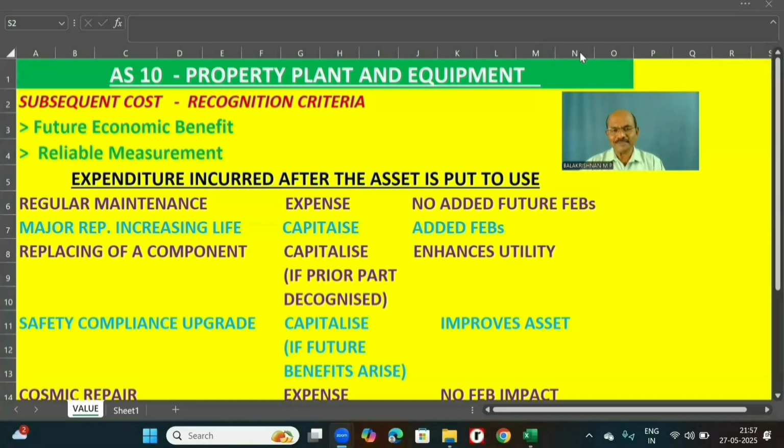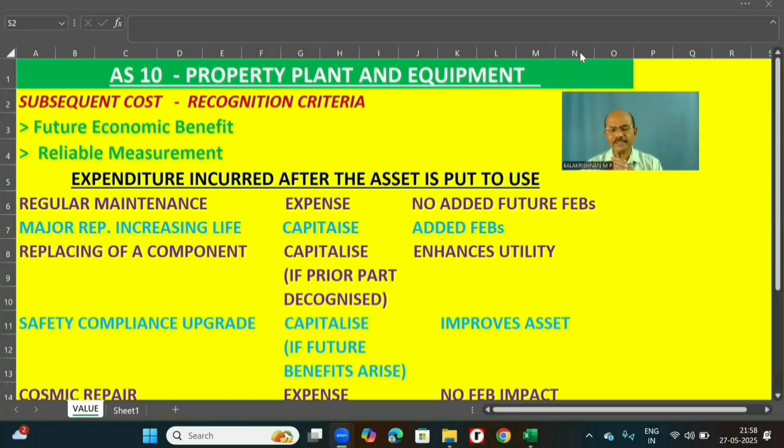So, why capitalize? Increases efficiency or life means it enhances the asset's capacity or extends useful life. However, please note that if the old part was previously capitalized, remove its carrying amount from the books. This is de-recognizing, and capitalize the new part.